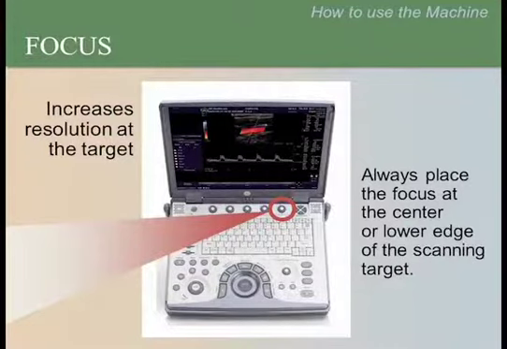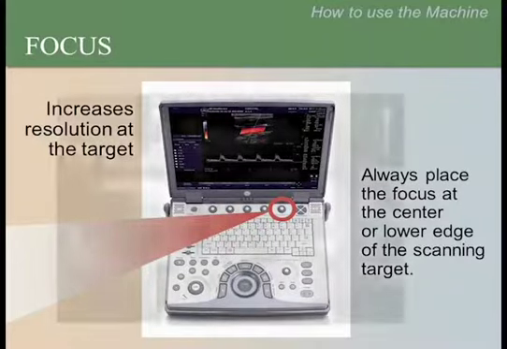The last of the 5 key functions is the focus. The focus increases resolution of the target. Resolution is the capability of the sensor to observe or measure the smallest object clearly with distinct boundaries. Another way to say this is that you can see more detail in the image. Please locate the focus on your ultrasound machine. The focus should be adjusted so that it is at the center or near the posterior border of your target area.